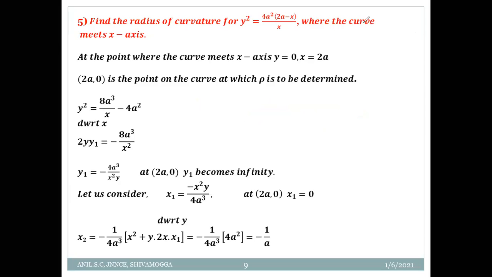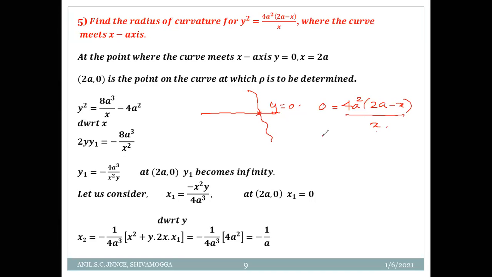Rho is required at a point where the curve meets x-axis. The curve meets x-axis means x-axis is a horizontal line. The curve will be something like this. But meets x-axis means this point of meeting is on x-axis. On x-axis, y is always 0, correct? If y is equal to 0 here, you get 0 is equal to 4a square into 2a minus x divided by x. So just simplify.